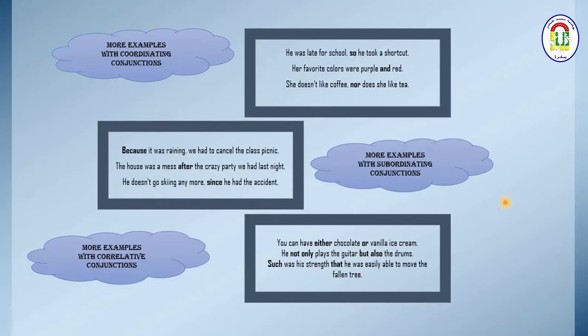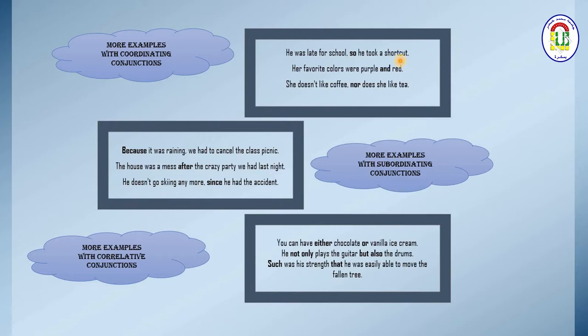Okay, let's see more examples with the 3 different types of conjunctions. We start with coordinating conjunctions. Here we have, he was late for school, so he took a shortcut. So he decided to change his way to school. Her favorite colors were purple and red. She doesn't like coffee, nor does she like tea. So here you see the different uses of coordinating conjunctions.